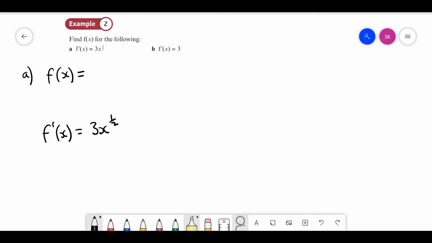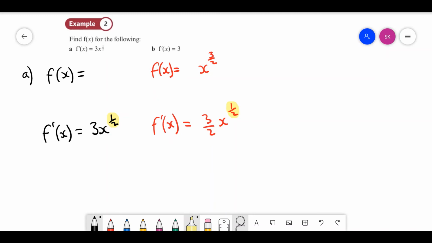So what we're going to do, we're going to look at this power and we're going to say, what does f of x need to be so that we get a derivative that looks like x to the power of a half? Well, it needs to be one more than that. It needs to be x to the power of 3 over 2. When I differentiate that, what do I get? I get 3 over 2, x to the power of 1 over 2, which is what I was aiming for.